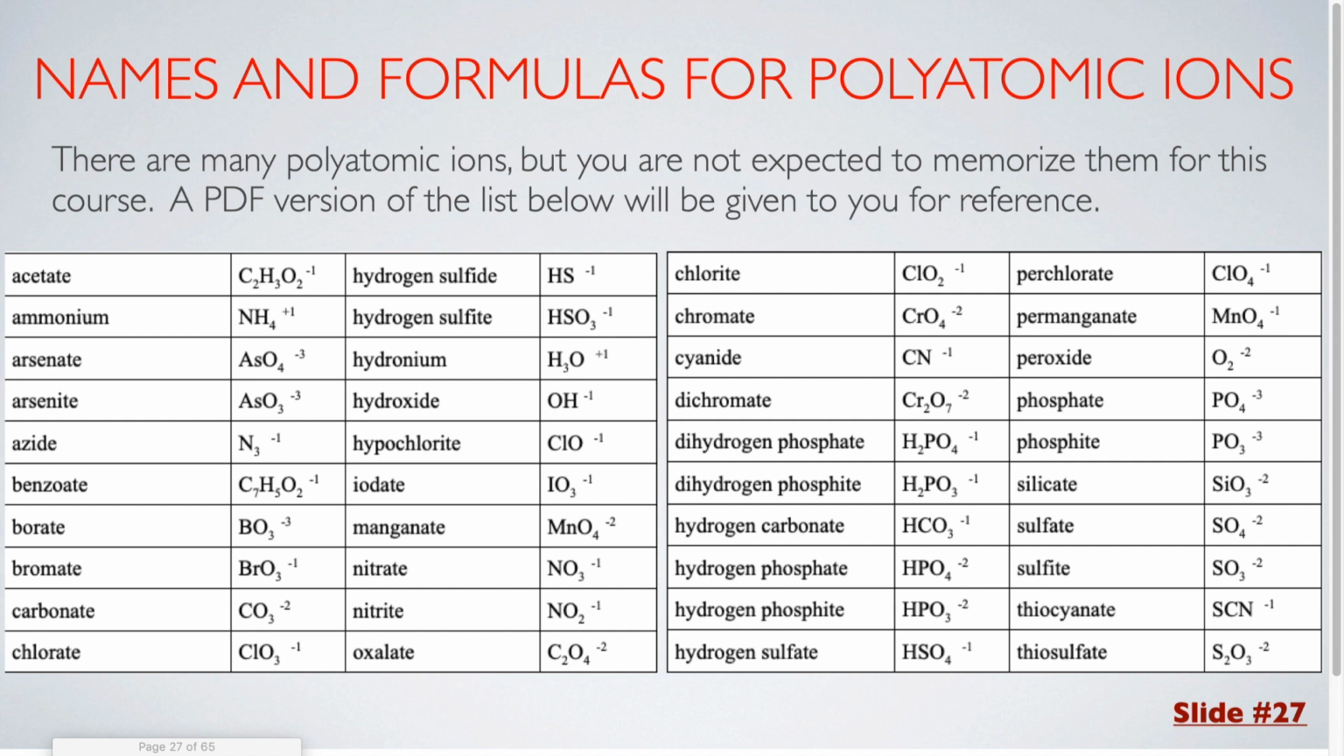There are many polyatomic ions, but you are not expected to memorize them for this course. A PDF version of the list below will be given to you for reference. So here we can see our name for the ion on the left side, and then our ion with the charge on the right.